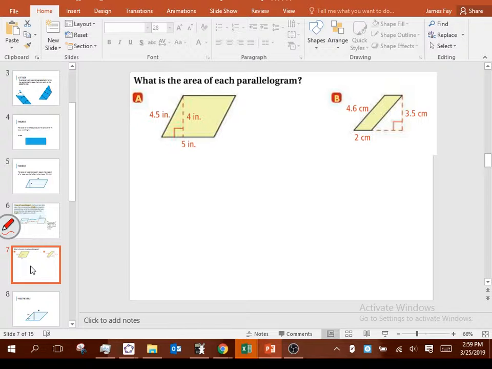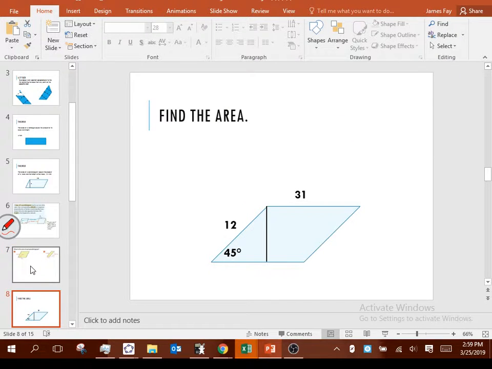All right. This is kind of what I was saying, that they're going to give you numbers that don't directly fit your formula, but you can manipulate the picture using other concepts to find the things that you need for your formula.